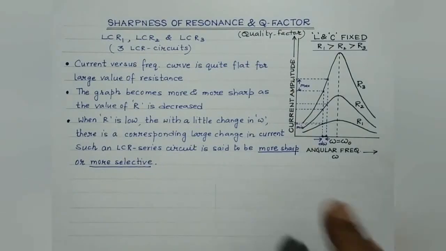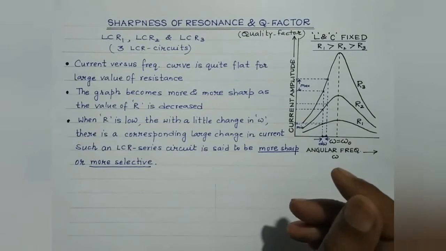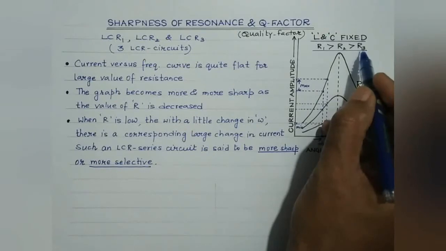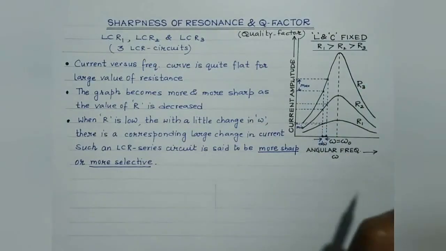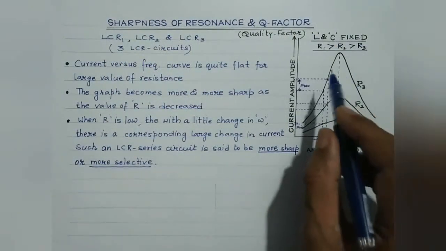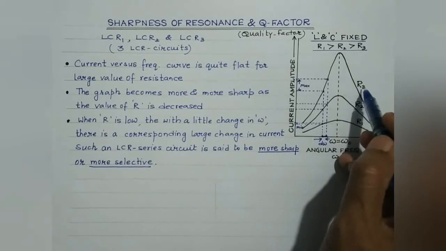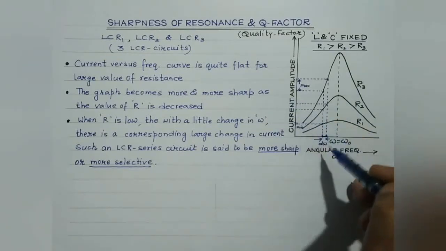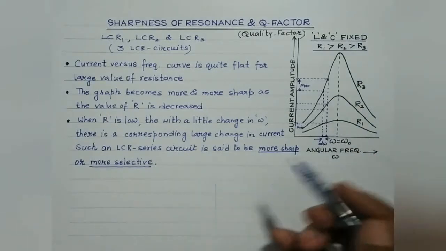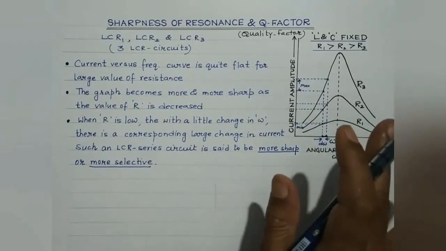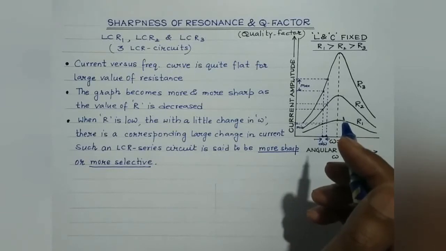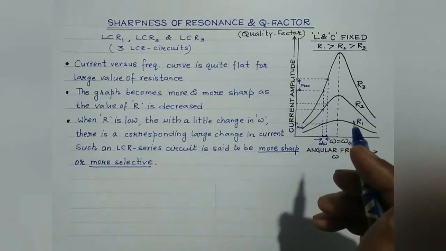Therefore, students, what we conclude from this graphical study is that for a sharp resonance in an LCR circuit, the ohmic resistance of the circuit should be low. For those LCR circuits having a small value of R, the graph between the current and the angular frequency is quite sharp, and such an LCR circuit is said to be more sharp or more selective. So we can safely conclude that for a sharp resonance in an LCR circuit, the ohmic resistance of the circuit should be low.